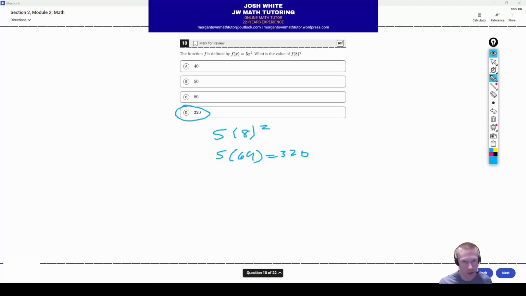Again, you could also technically go to Desmos. You could type the function in, and on the next line, you could type f of 8 and get it that way if you wanted to. That's fine, just like we did on one of the earlier problems.